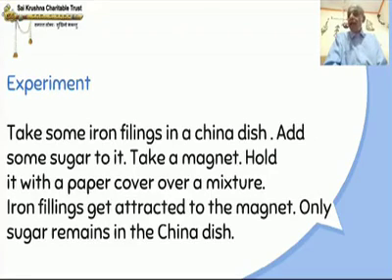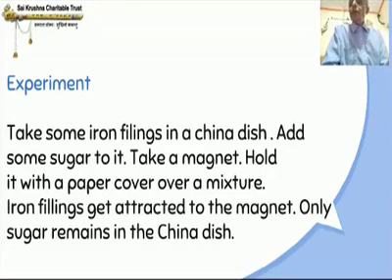Then, take a magnet. Hold it with a paper cover over a mixture. So let us hold the magnet with a paper cover and then hold it over a mixture. Then what will happen? Iron filings get attracted to the magnet. Only sugar remains in the china dish.